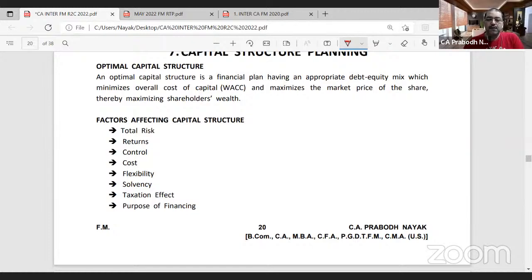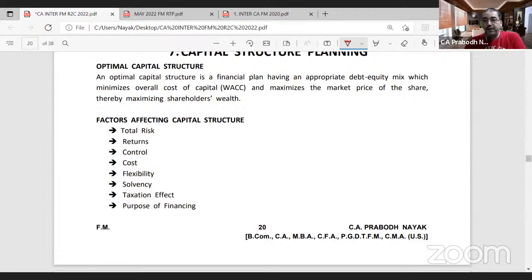So total risk, returns, control, cost, flexibility, solvency, taxation effect. Whichever you can remember fast, you can write. Taxation effect, because debt is net of tax. Risk, because more debt will have more risk. Returns, where you want maximum returns, the risk will be high. Control, dilution of shares. If you don't want dilution of shares, then don't go for equity shares. Then cost, debt has got the minimum cost, so you go for debt. Flexibility, where you can redeem the capital as and when you don't require it: redeemable preference capital and redeemable debt.